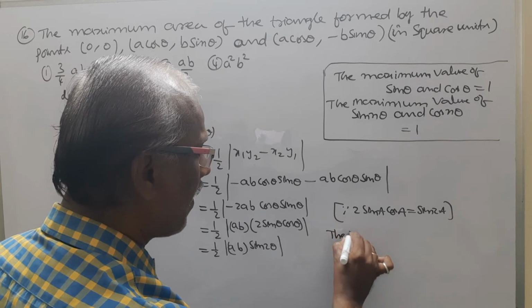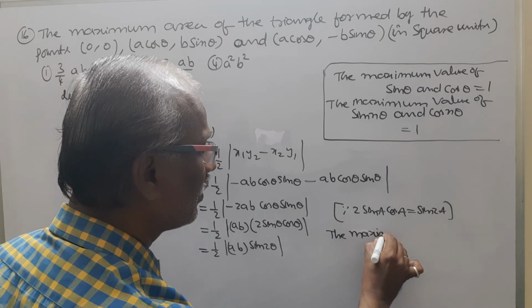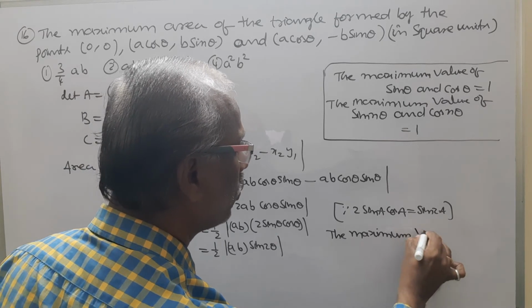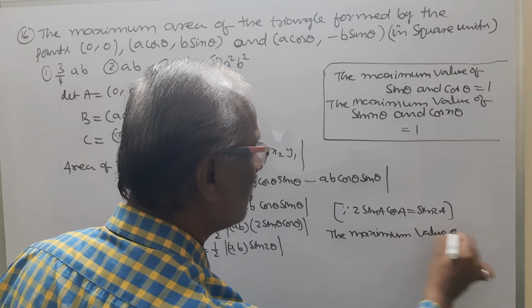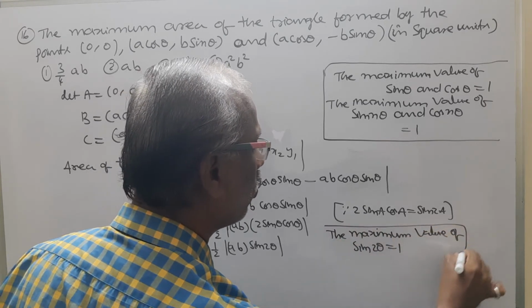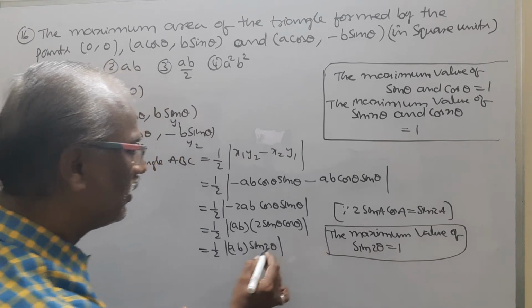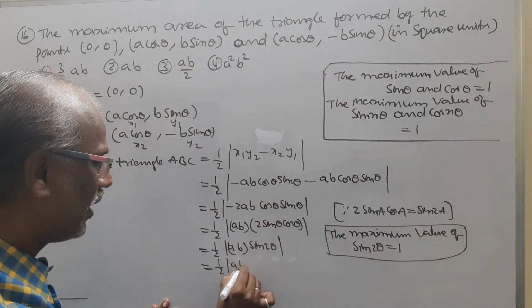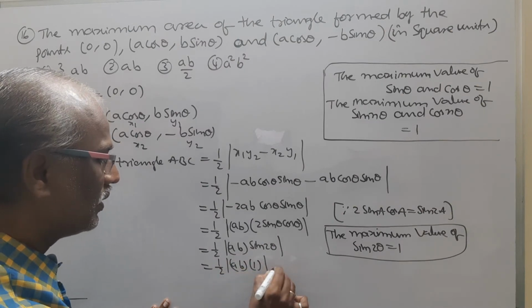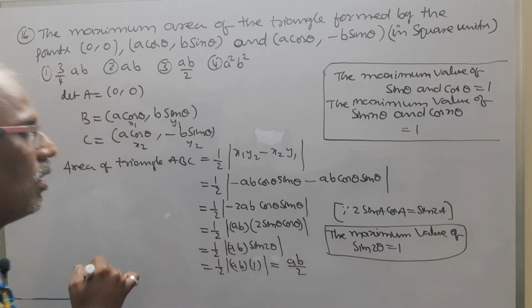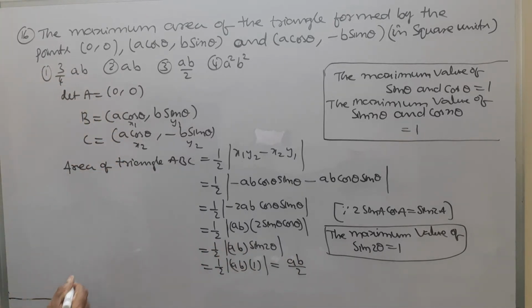The maximum value of sin 2 theta is equal to 1. Applying 1 for sin 2 theta, we get 1/2 times modulus of AB times 1. Then the result is AB by 2. This is the answer, AB by 2. The third option is correct.